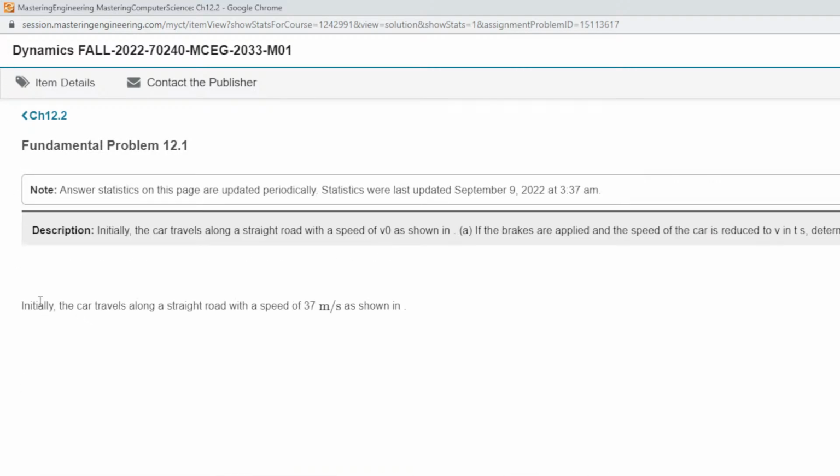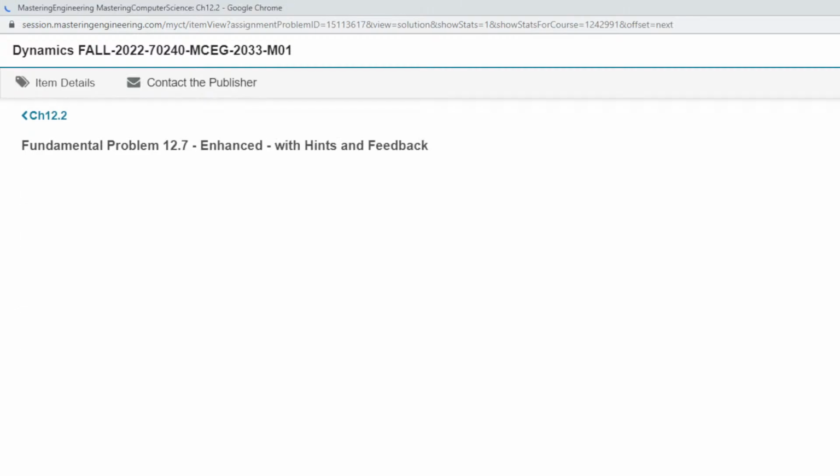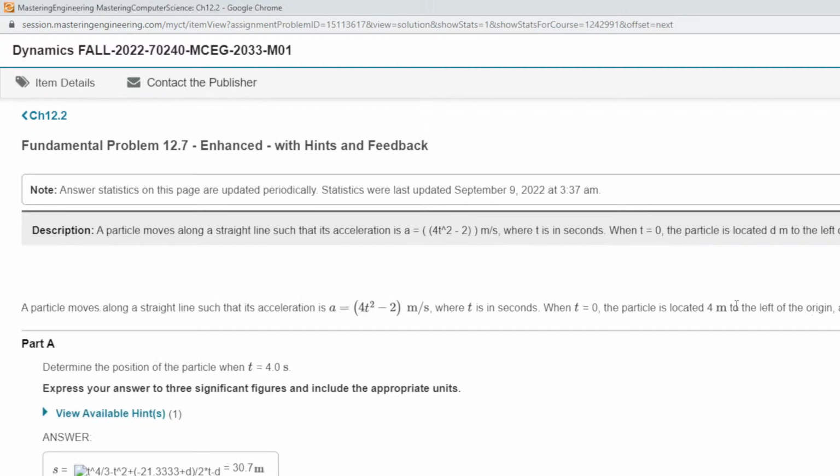And then let's see. Okay, so I can hit this button, go to the next one. You'll see the same thing here, the same thing in regard to his little verbiage. In other words, he starts with his description: a particle moves along a straight line with an acceleration of.